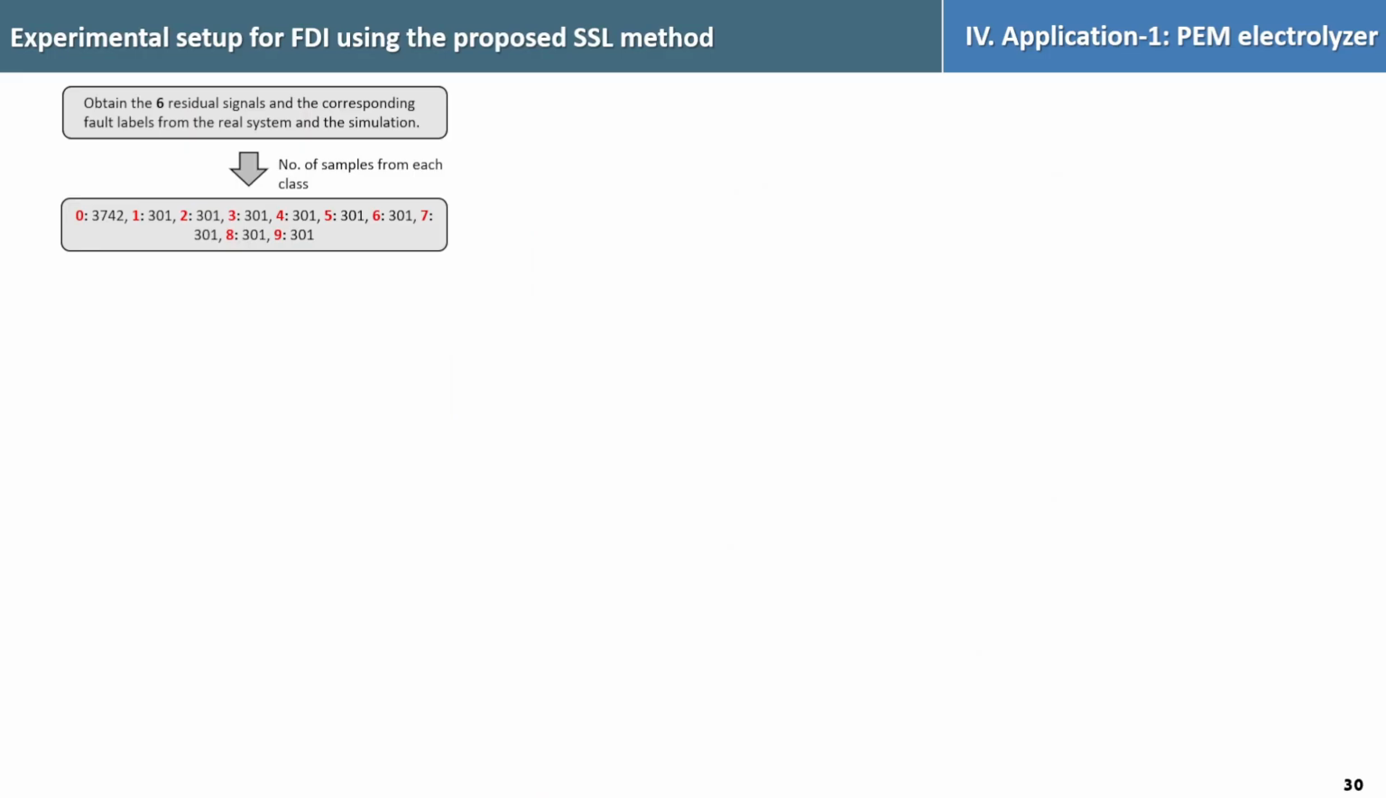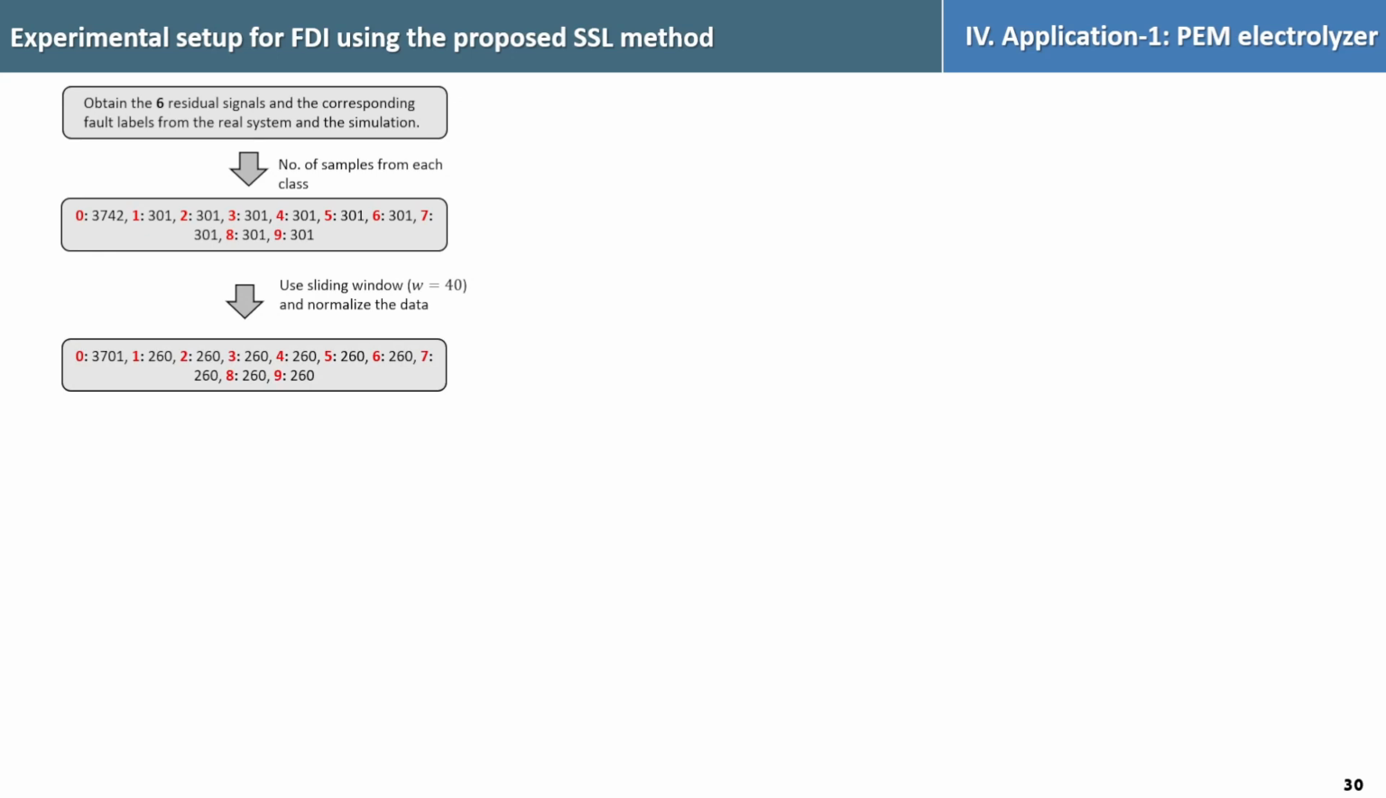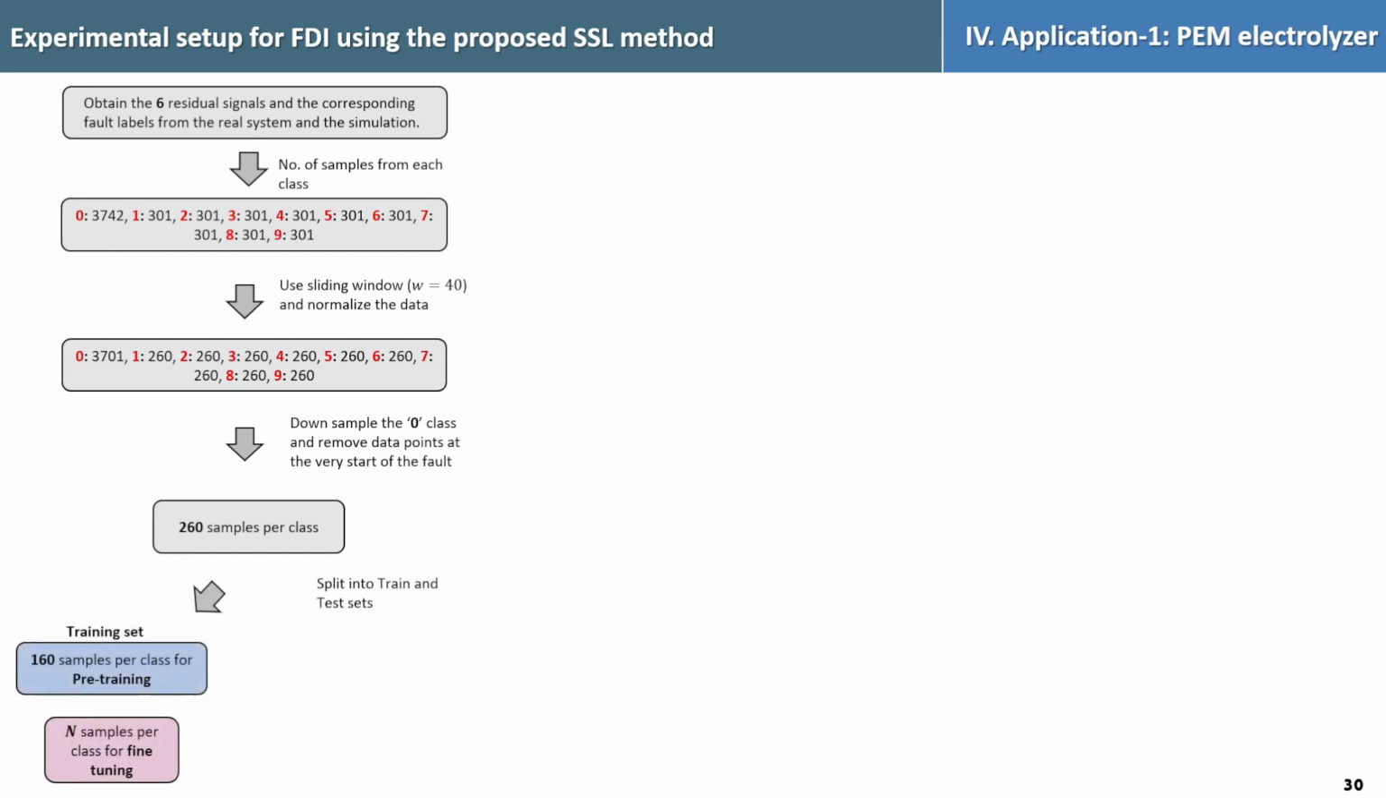To train the AI model, we start by creating a dataset with 6 residual signals for 10 fault classes. We have around 300 samples for most fault classes and a larger number for the no fault class. Using a sliding window with a length of 40, we segment the data, resulting in 260 samples per fault class. Next, we downsample the no fault and each fault class, maintaining 260 samples per class. For pre-training, 160 samples per fault class are used, with n samples randomly selected for fine-tuning. We reserve 100 samples per fault class to evaluate the deep learning model.